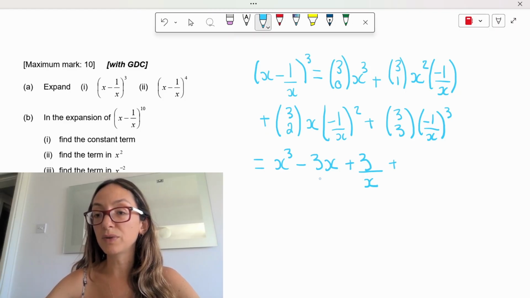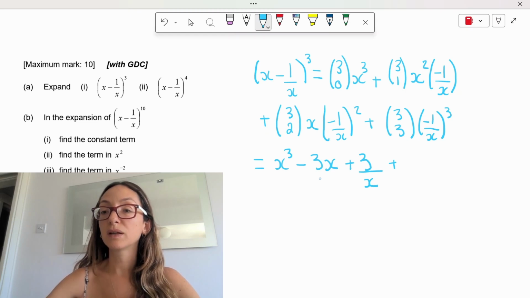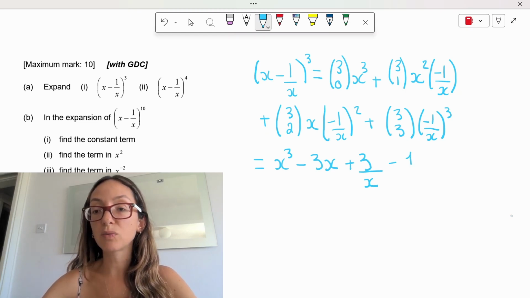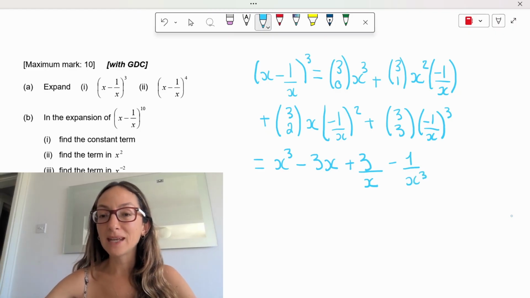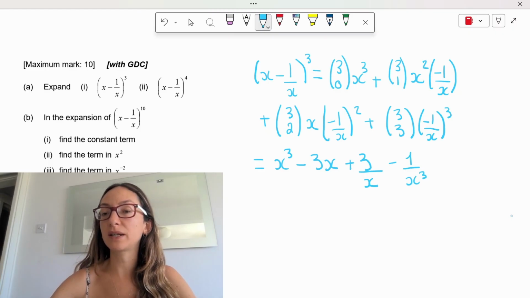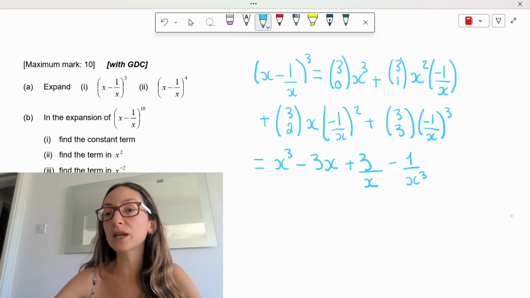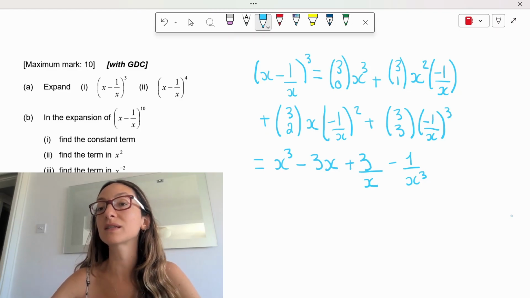And then 3 choose 3, which is just 1, and then minus 1 over x cubed. Now, the minus stays because that's an odd power, so we have minus 1 over x cubed. And we are done. Now, if you are unsure about the simplifications that I did here, take your time, do the exercise on your own, and you will see that this is exactly what you will get.